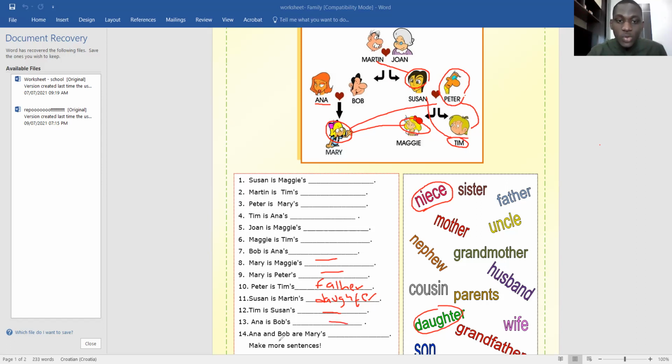And the last one is number 14. Anna and Bob are Mary's what?